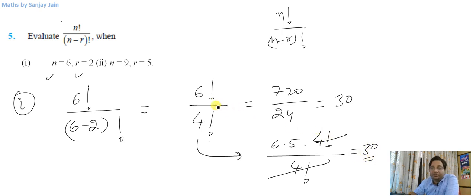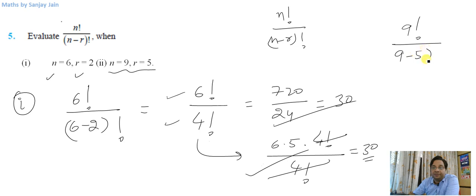So both ways it is an easy question because you have already memorized these values, so you could have done it directly or in this way. Both are good. So second is 9 and 5. So 9 factorial by 9 minus 5 factorial is what I need to calculate. This is the second part. Okay. So I'll do it in this space with a different color. 9 factorial is being divided with 4 factorial.